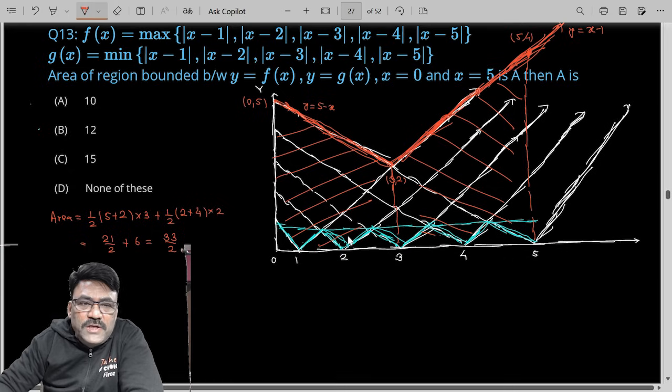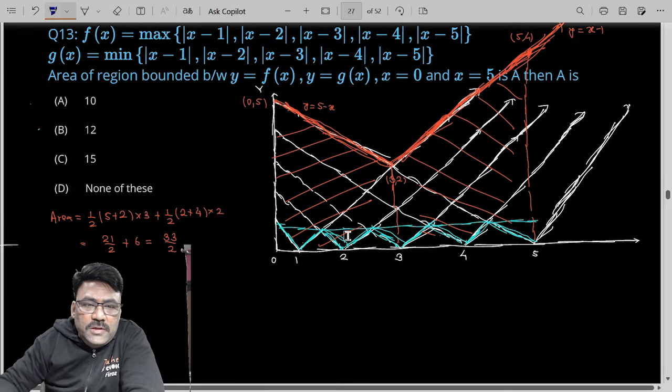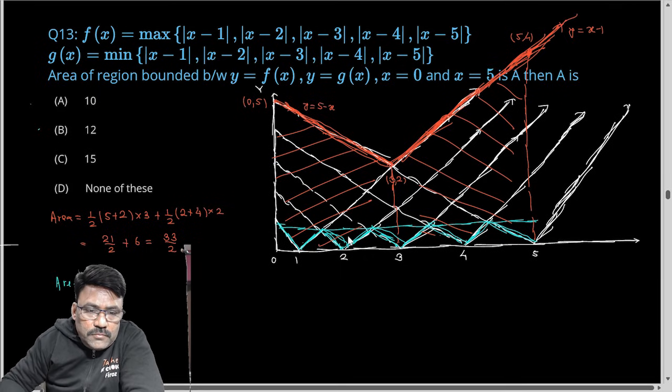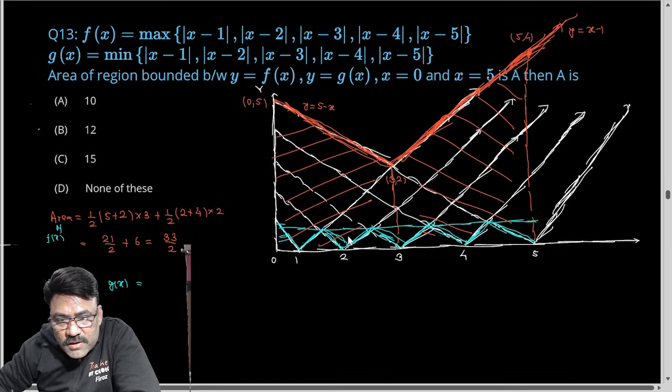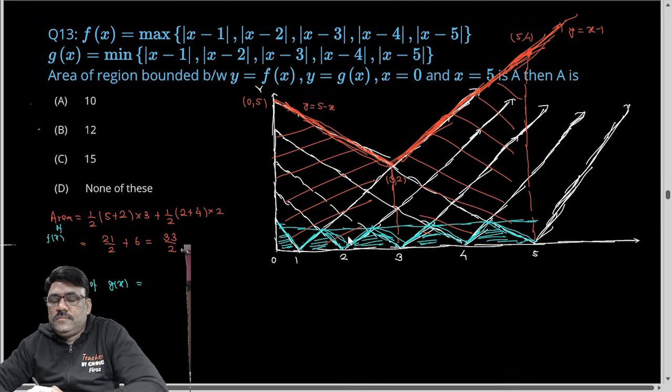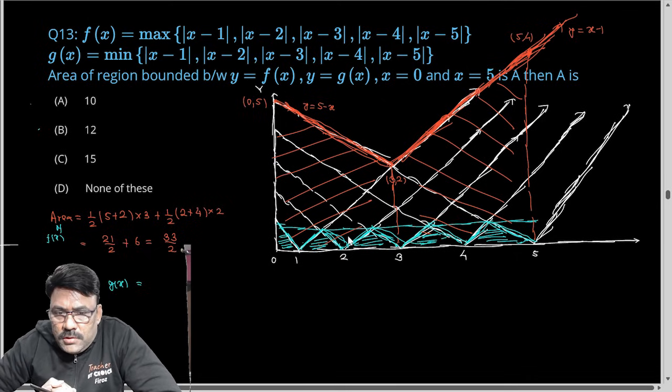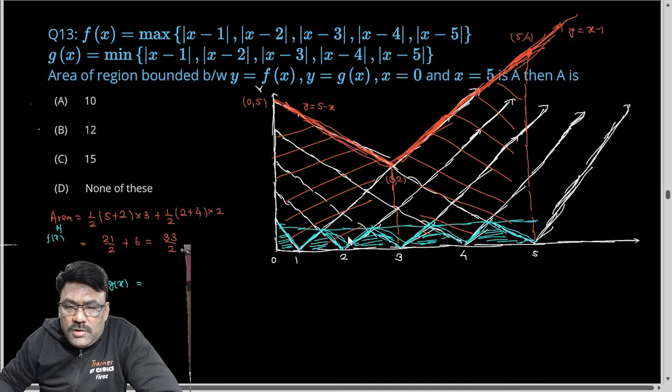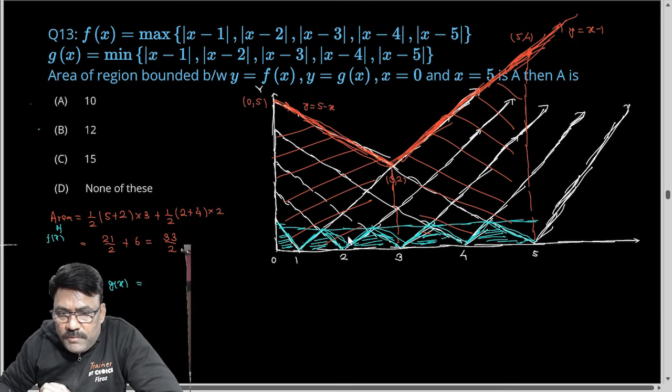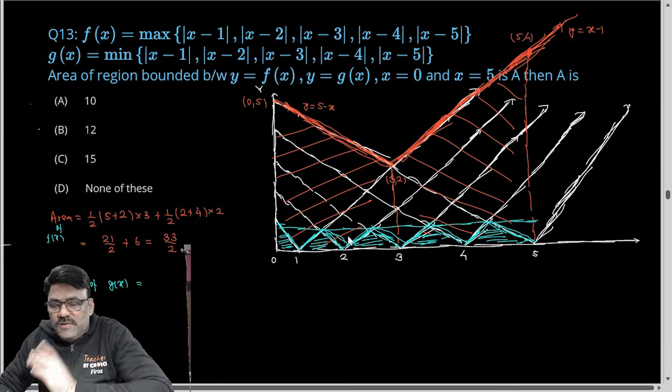Now what is the area bounded by this minimum graph? This is area of f(x). Now I'm finding area of g(x) with x-axis. So area of g(x) is these triangles actually. This triangle, then this triangle, then this triangle, then this triangle, then this triangle. In all these triangles, base length is 1, and altitude length is also 1.